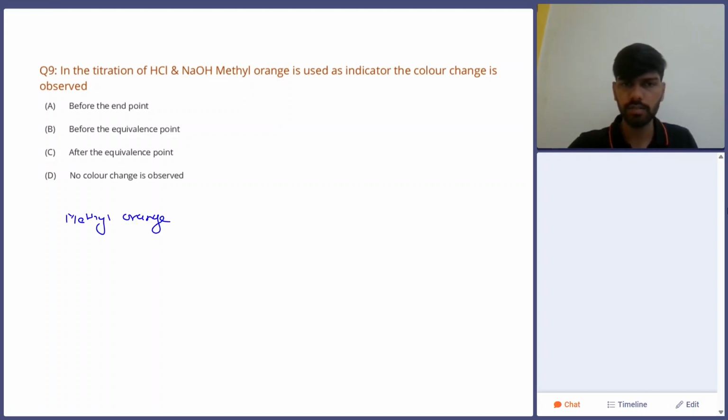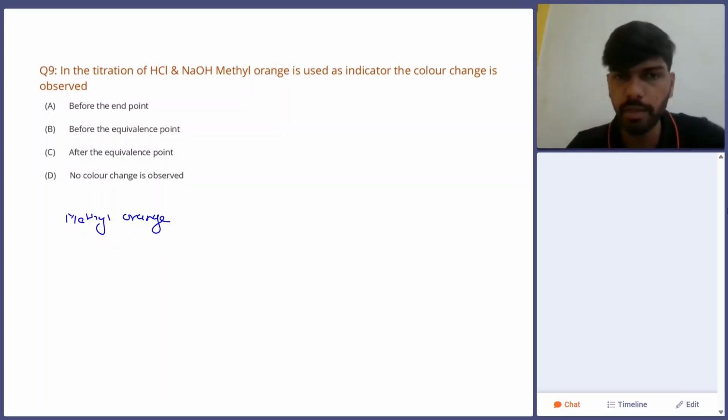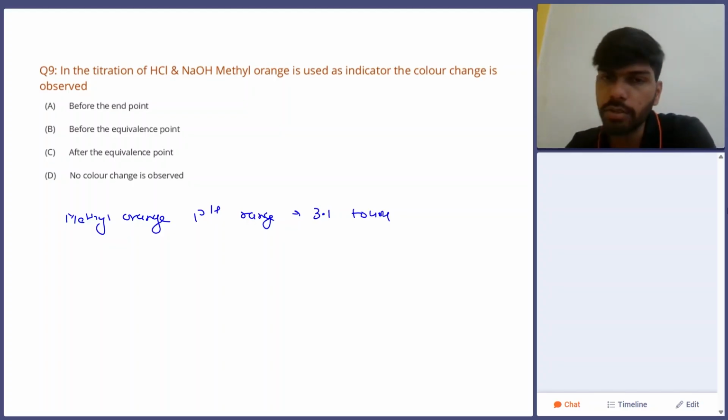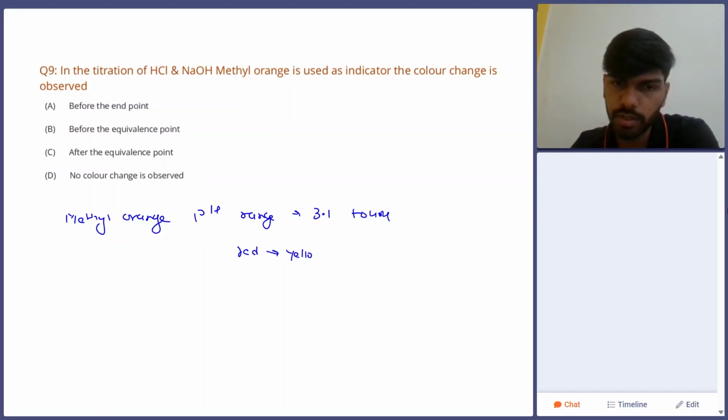This methyl orange, basically what we are doing, has a pH transition from pH 3.1. It has a pH range from 3.1 to 4.4, I can say. So here, 3.1 to 4.4, meaning it changes color from red to yellow in this range. So it is going from red to yellow color change.